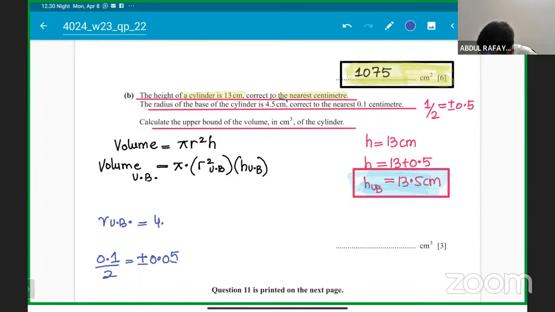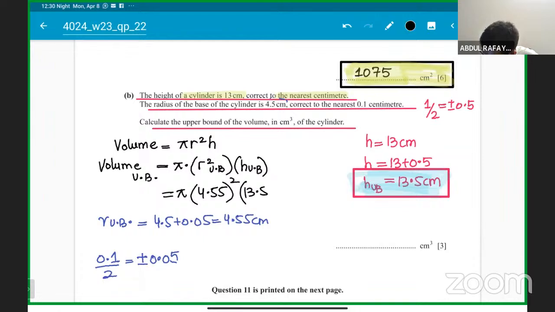So radius will be 4.5 plus 0.05, so 4.55 centimeter. Here we go, let's put the values. It will be pi times 4.55 square times 13.5. And let's hope the answer is correct as well. Let's try in the calculator. 13.5 into 4.55 square into pi, which is coming 878. And you can round it off to three significant figures, that is the first three values. 878 is there, the volume of the cylinder, which is correct.